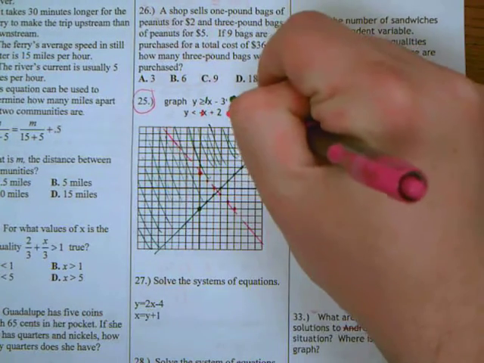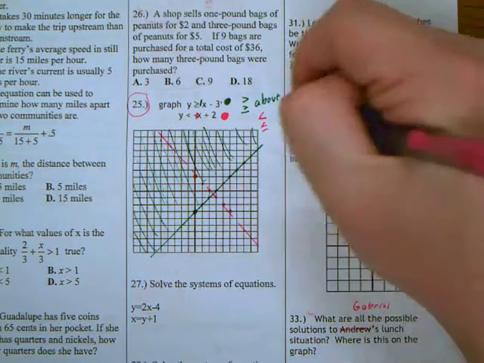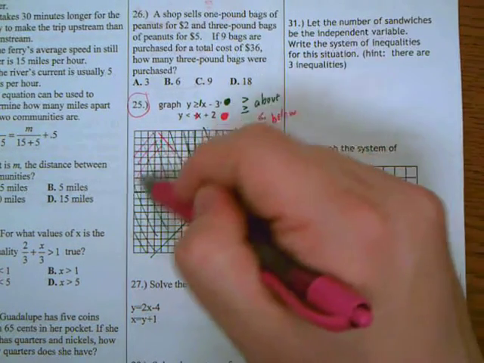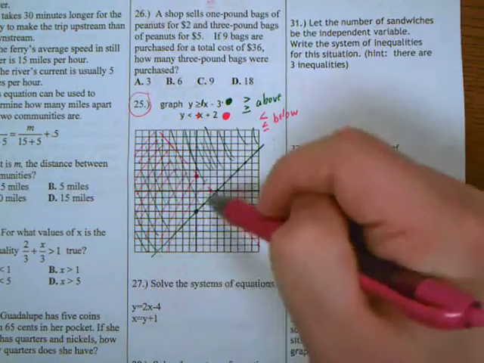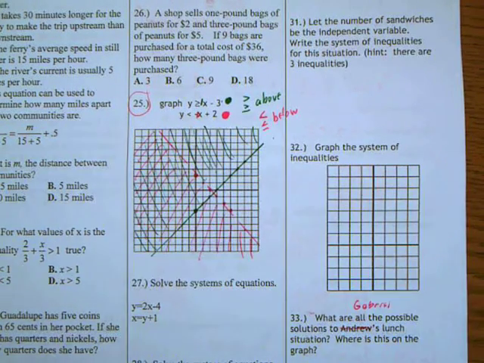Now I also still have to do shading. This time it's a less than symbol. Whenever we have a less than symbol, we're going to shade below the graph. So I'm going to shade everything that is below that line. And I have graphed my system of inequalities.